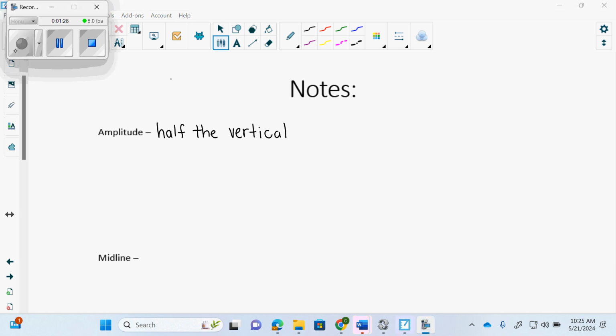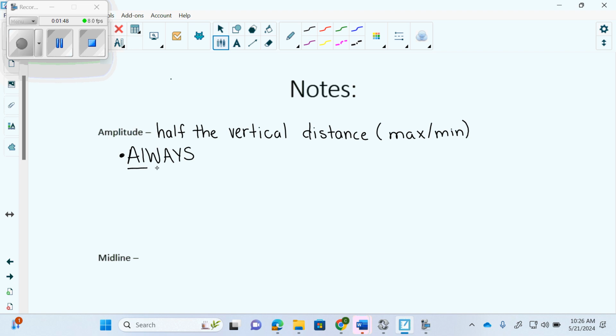Yeah. Half the vertical distance between the max and min. The other thing about it, it is always positive. Very important. So if ever they ask you for the amplitude and give a negative answer, you won't pick it. It's always positive. And then your amplitude.